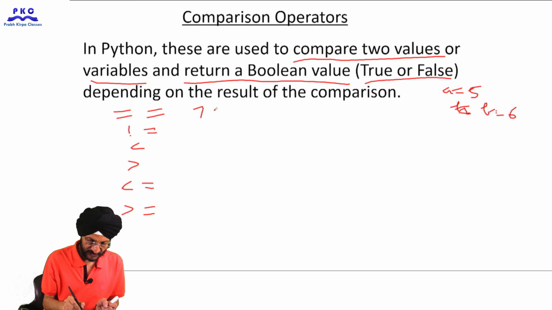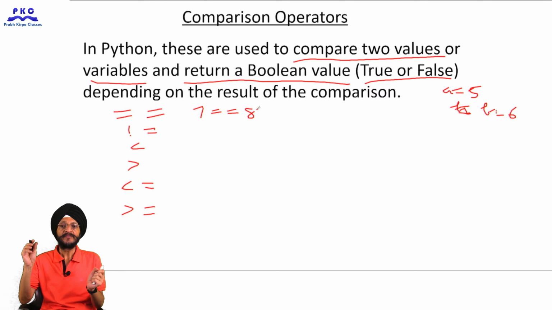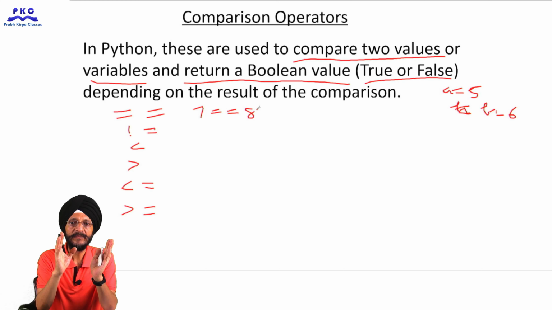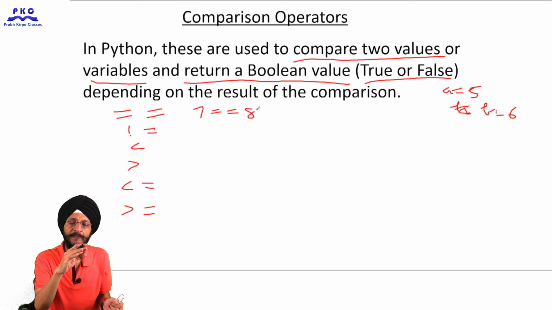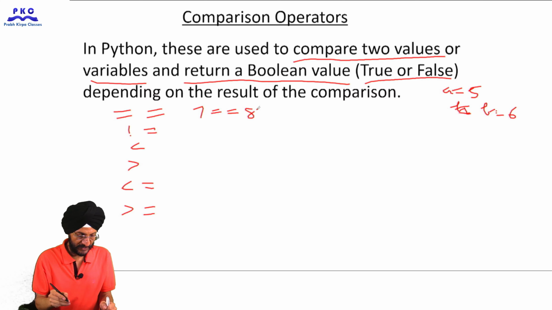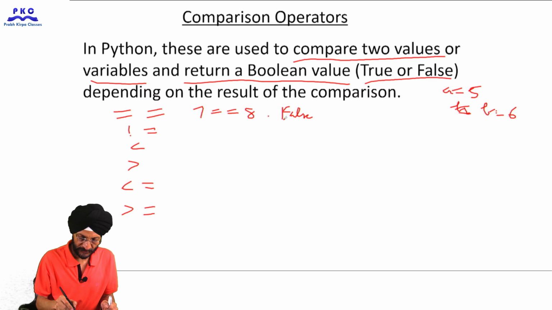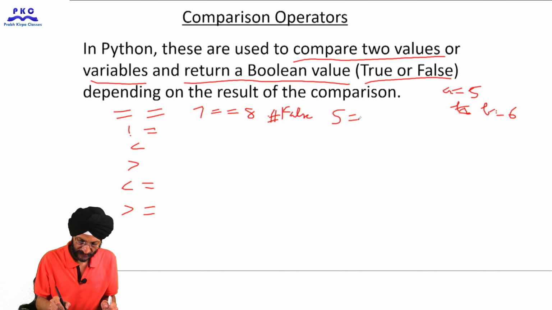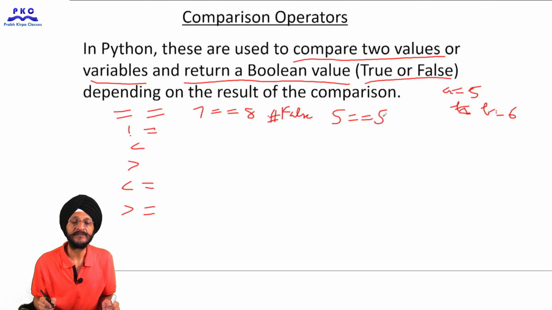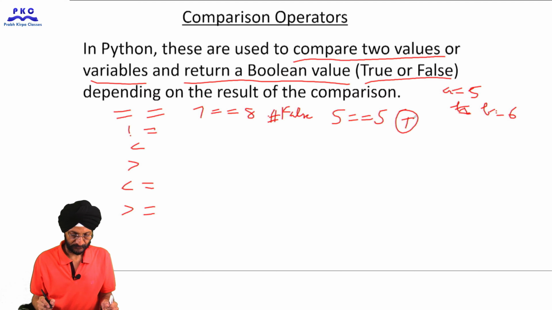Suppose we write 7 equals 8. Whether it is equal, both are equal. Whether 7 equals 8? No. 7 is lesser. So what is the answer? It is false. Output will be false. If we write 5 equals 5, what will be the output? The output will be true.